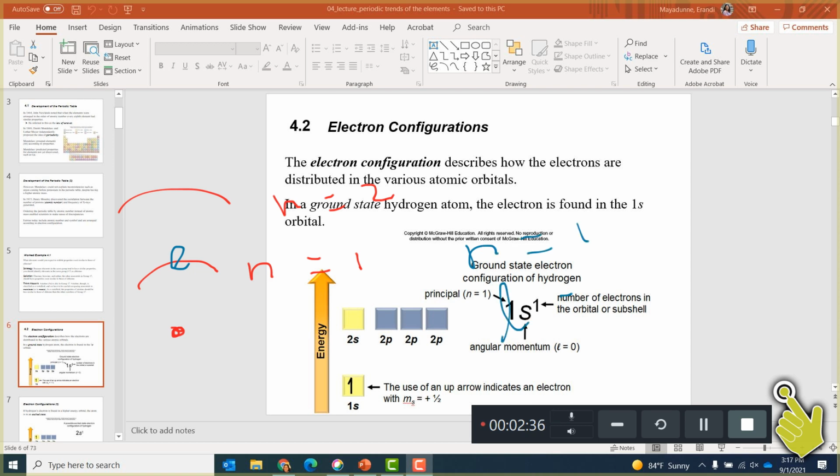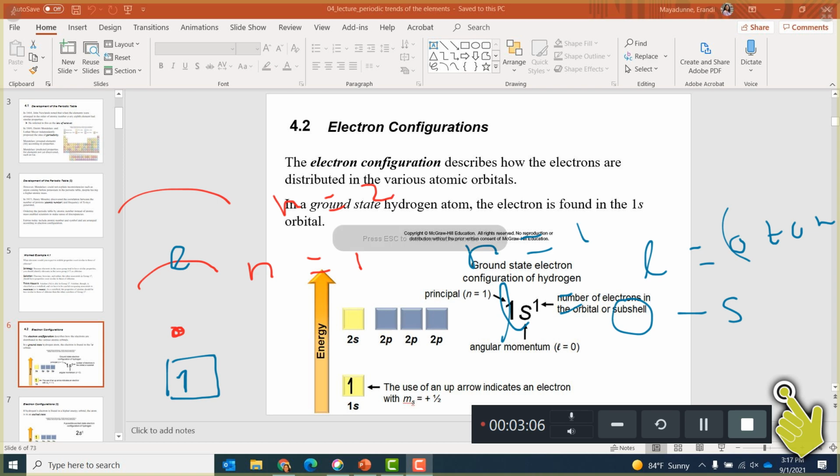What is L? If n equals 1, L is 0 to n minus 1. So L is 0, which is an s orbital. So that means the closest electron of hydrogen is situated in the 1s orbital. How do you show it in the orbital diagram? You draw each orbital like a square. You draw a half arrow up, that is the 1s orbital.